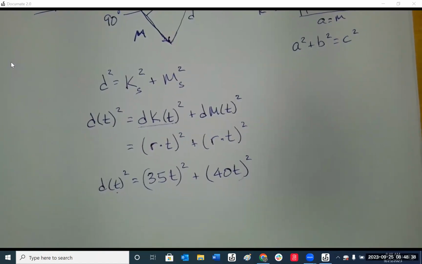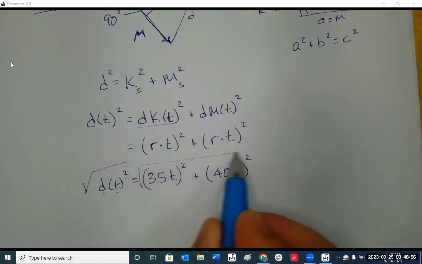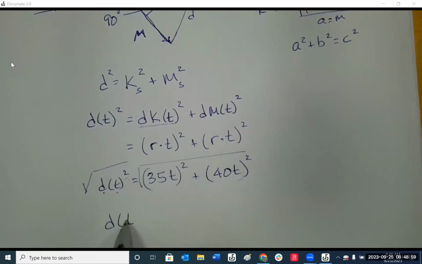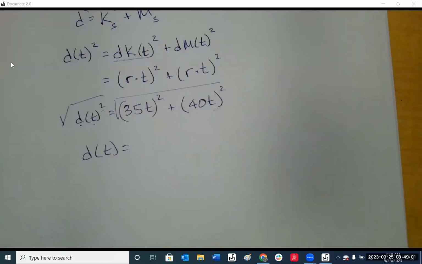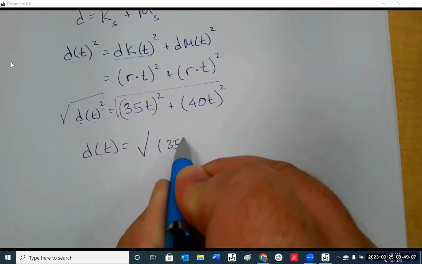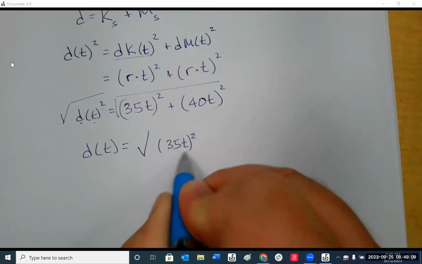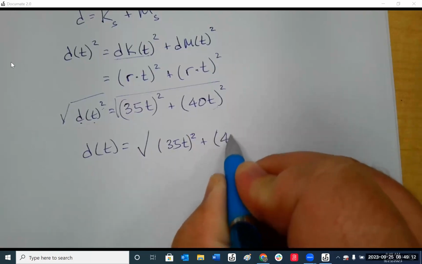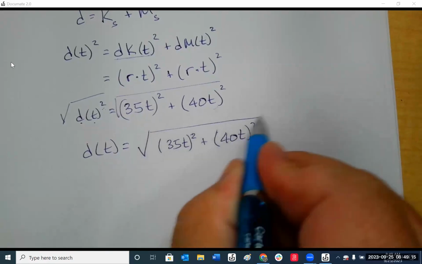So to find the distance, what do I have to do now? Do I want distance squared or do I want distance? I want distance, so I have to get rid of the square. How? Square root both sides. So the distance between Mateus and Chiara is the square root of (35t) squared plus (40t) squared. And there's our answer.